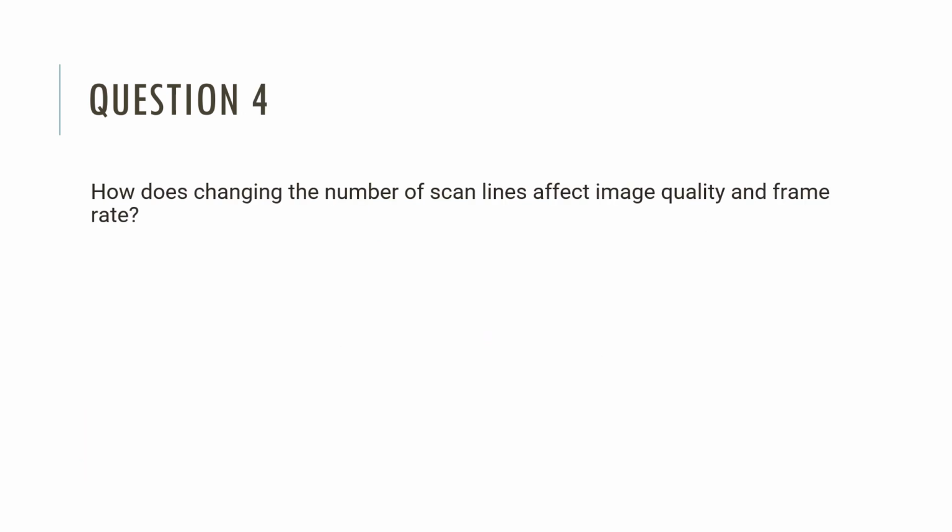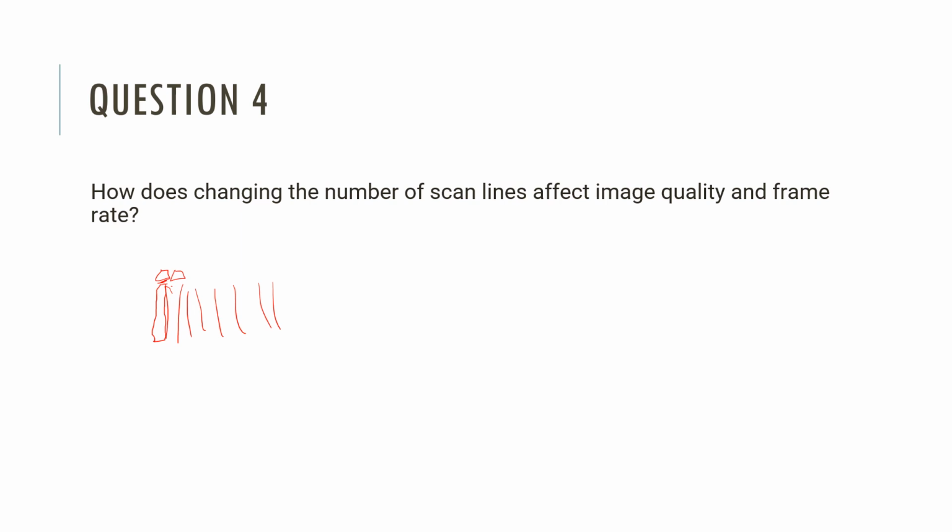The last question here is a bonus question, the one you're meant to do on your own. How does changing the number of scan lines affect the image quality and frame rate? If we say there are 100 lines to create the image, by coupling 20 elements at a time, we create a line with a thickness of however many elements we couple, or fire off together at the same time.